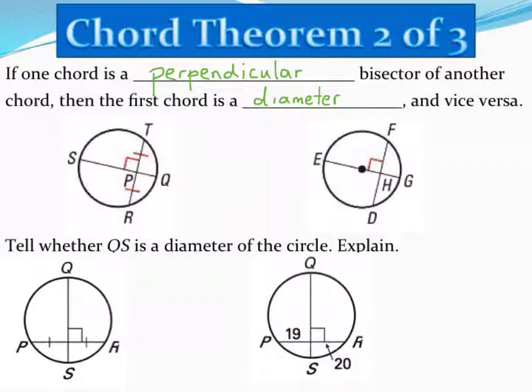Our second of three chord theorems we're going to take a look at has to do with diameters. Specifically, what I know is that if I have one chord, for example SQ, that is both perpendicular, and I can see it's perpendicular by the right angle symbol, and a bisector, meaning it cuts another chord equally in half, then that first chord, SQ in this case, is going to be a diameter.